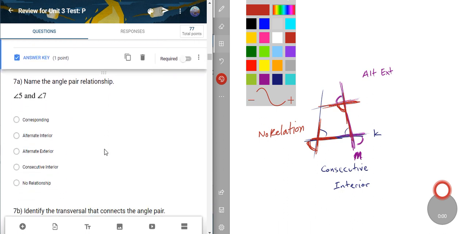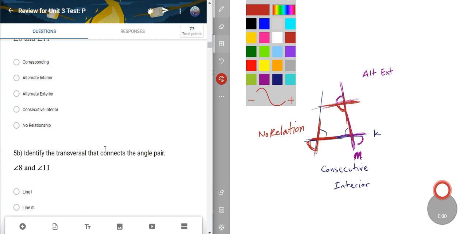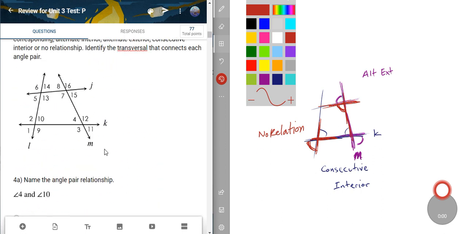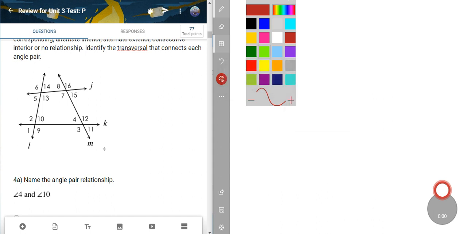And then because there's not a transversal that cuts through it, again, you would go no relationship on that as well. So then the angle pair 5 and 7. So now we're going to look at 5 and 7. This is getting kind of messy. Let's re-clean this up. So 5 and 7 are here and here. There's 5 and 7. Those are corresponding angles.